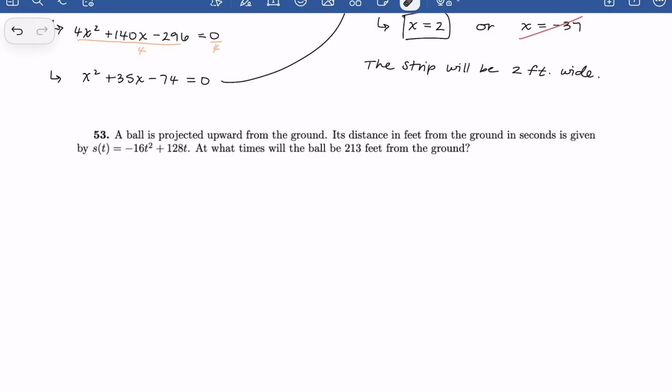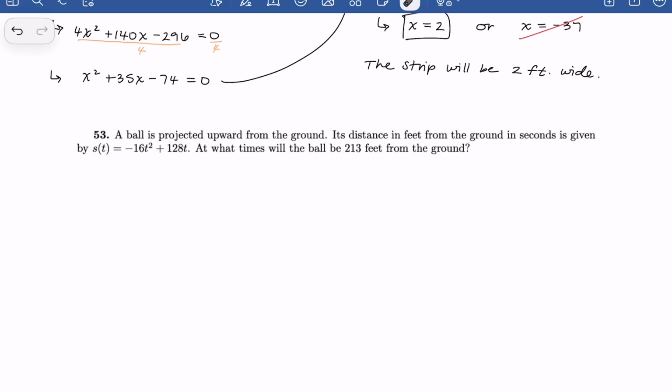All right, so this brings us to our last example here. We're again going to be looking at an application problem. We're told that a ball is projected upward from the ground. Its distance in feet from the ground in seconds is given by this quadratic function here. So the distance is given by s of t, and it's going to depend on our value for t. It's going to depend on how many seconds have passed.